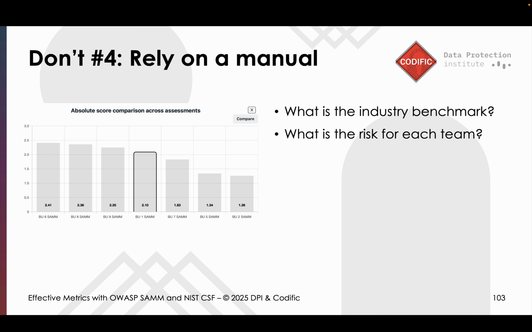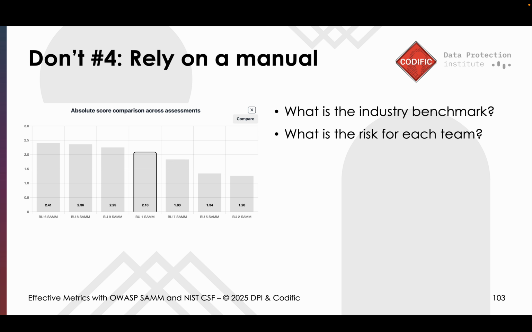Here's an example from our own SAMM tool where this chart compares absolute SAMM scores across various teams. But when we shared this with typical users, the first question they asked was, what does it actually mean? Are these numbers good or bad? What is the industry benchmark? And what's the risk level for each team? If a chart raises more questions than it answers, it's probably not doing a good job.